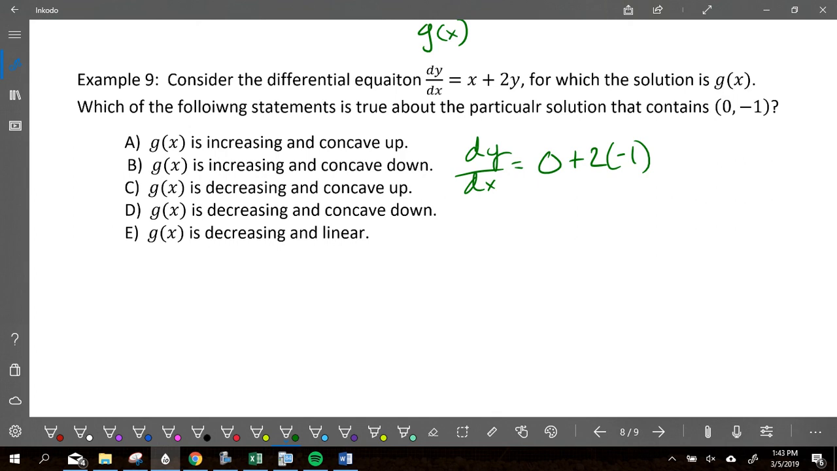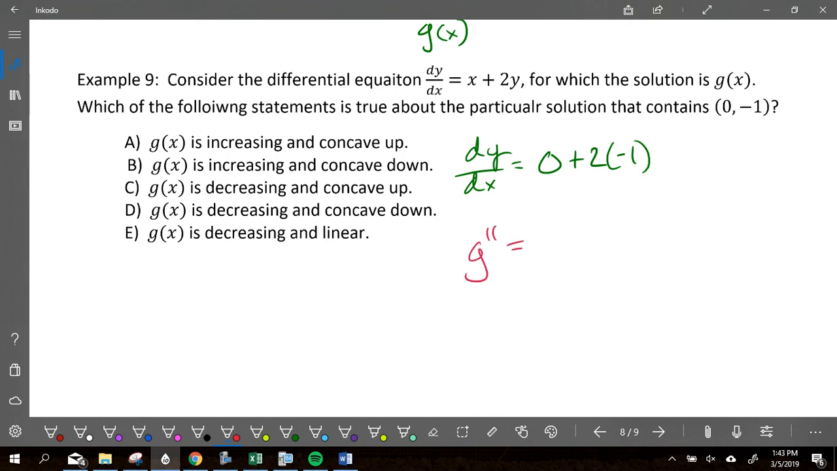You can handle that. Then the next question that we have to answer is concavity. It's either concave up or concave down. What do we need to look at to talk about concavity? The second derivative, the derivative of the derivative of this dy dx equation. So I need to take the derivative of that. What is the derivative of dy dx going to get me? Yeah, g double, that's fine. We can call it g double prime.